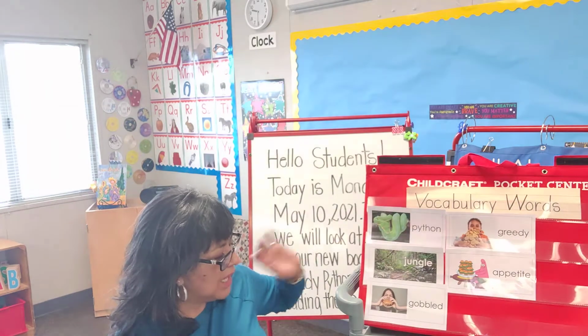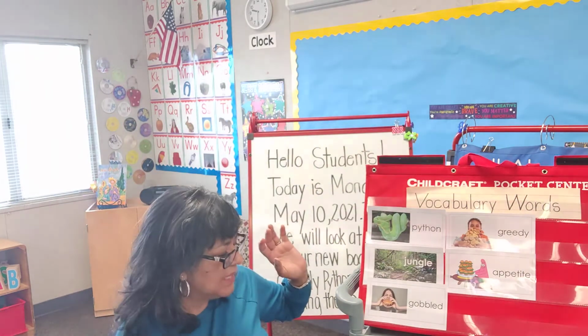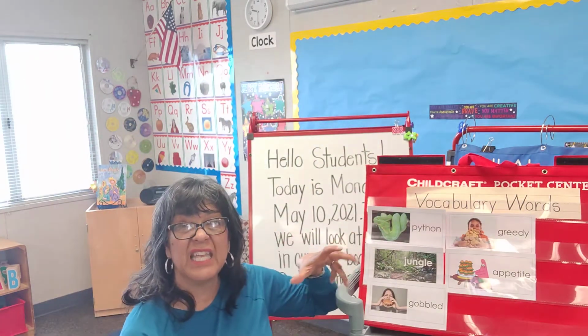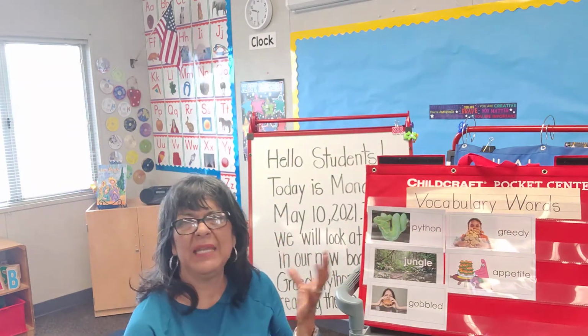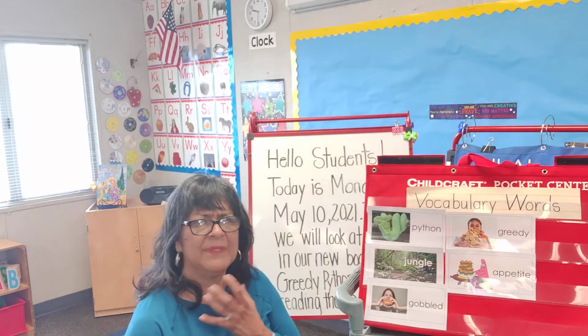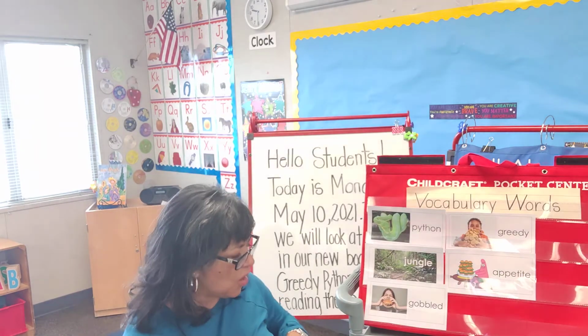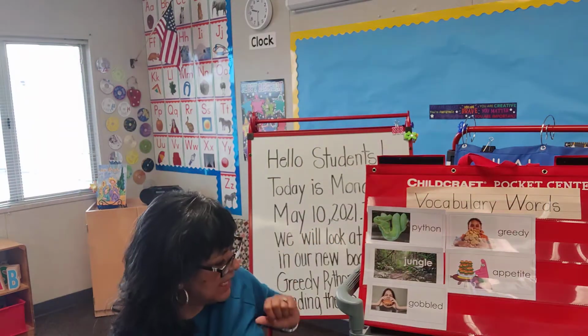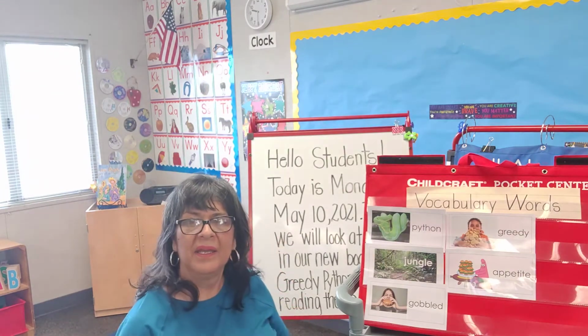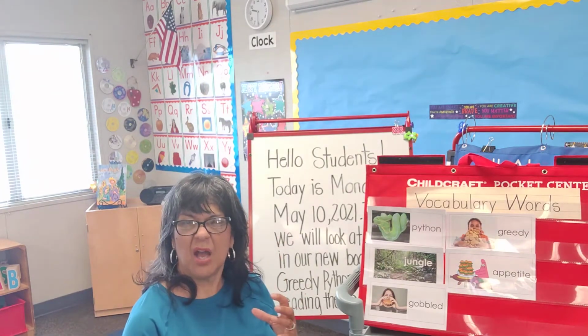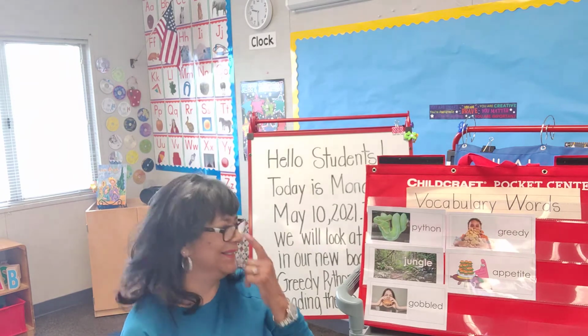And jungle, it's an area of land that's in the islands and snakes live there. Appetite is a desire to eat. You have a big appetite and you just want to eat everything all up. And gobbled is to eat large amounts of food and just gobble it all up, right? And don't even stop to breathe.